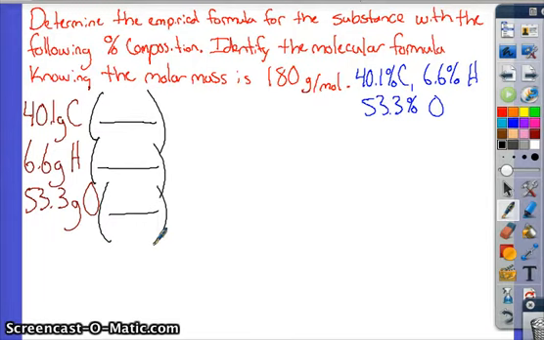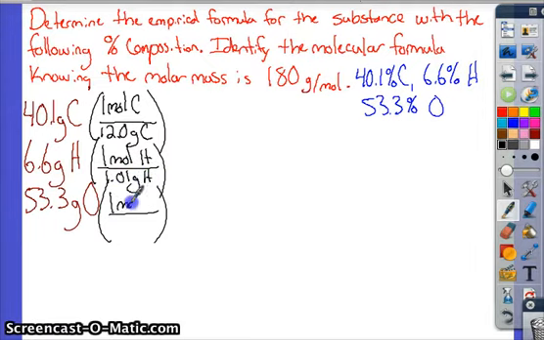Using the periodic table, we can determine the molar mass for carbon would be 12.0 grams of carbon per 1 mole of carbon. Hydrogen, we know that in every mole of hydrogen, we have 1.01 grams of hydrogen. And for oxygen, 1 mole of oxygen is equivalent to 16.0 grams of oxygen.